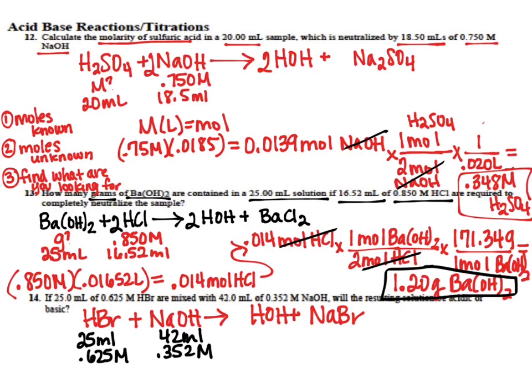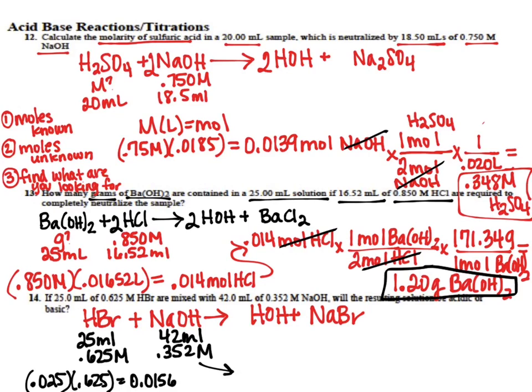Whichever one is in excess. Good. So to find out whichever one's in excess, we need to find what first? The moles, the limiting reactant. So 0.025 times 0.625, and I get 0.0156 moles.